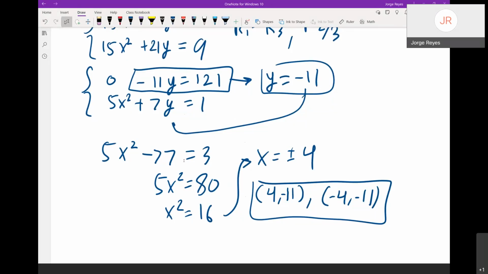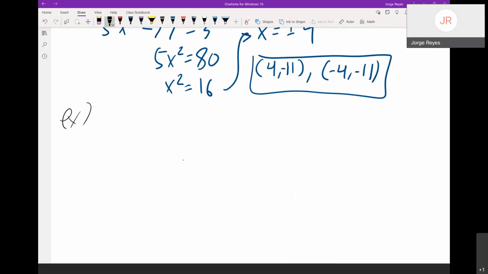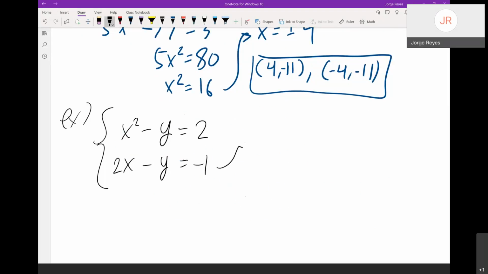Okay, let's do another example. So here, x squared minus y equals 2 and 2x minus y equals -1. I guess I'll just alternate, so let me use substitution here. If I use substitution, y equals 2x plus 1. So let me plug that in there.